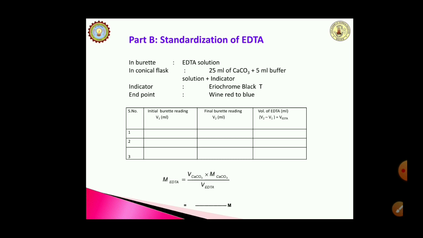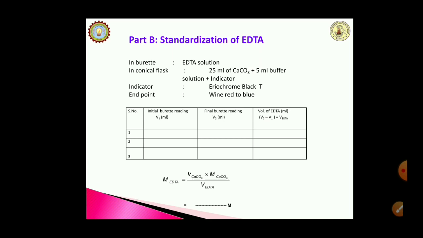and we will record these readings in the observation table. In the burette we have taken EDTA. In the conical flask, 25 ml of CaCO3 solution has been taken, and 5 ml of buffer solution added with measuring cylinder along with EBT. We got wine red color, and then when we titrated it with EDTA, we stopped at blue color appearance, and that was our endpoint. So we will be recording the readings upon getting the blue color in this observation table, and then we will calculate the molarity of EDTA.